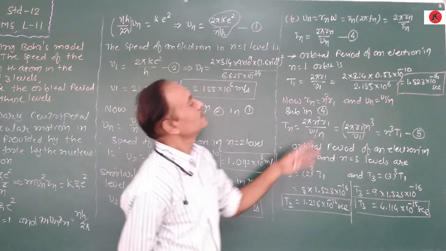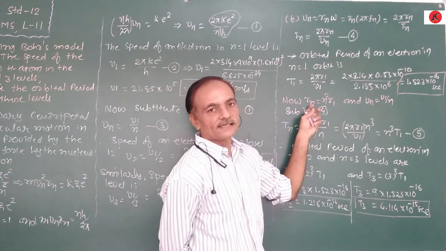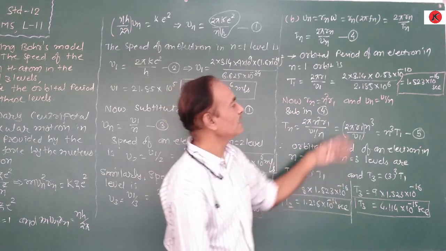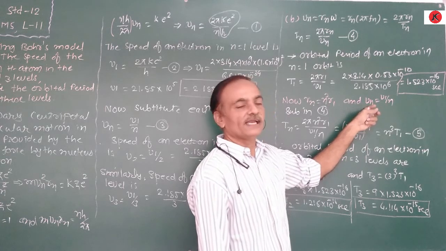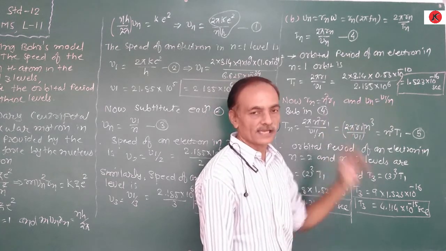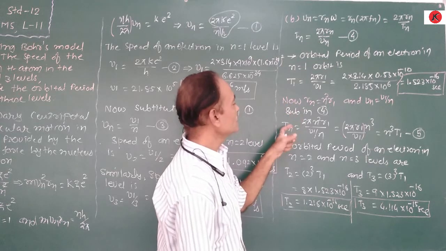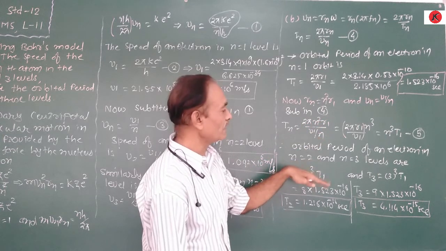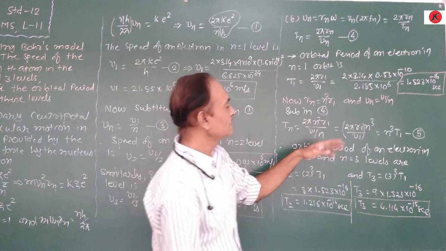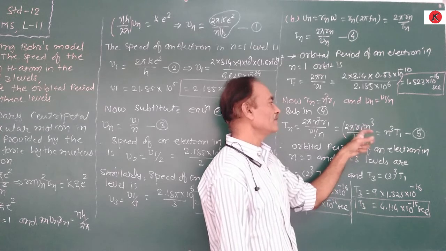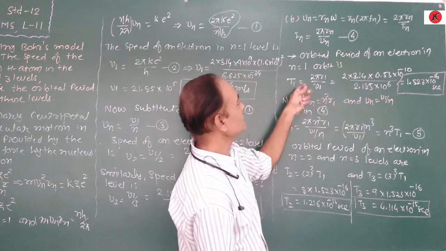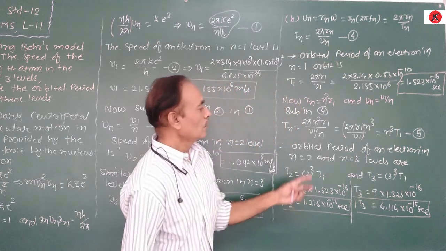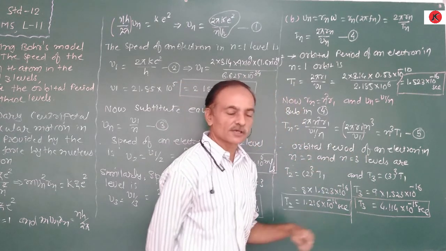Now, Rn, the radius of the nth orbit, is n square times the radius of the first orbit, and the speed of an electron in nth orbit is V1 upon n. Substitute in equation 4. Therefore, Tn is equal to 2 pi n square R1 upon V1 upon n. n is taken in the numerator. Therefore, 2 pi R1 upon V1 into n cube. But that is equal to T1. Therefore, n cube T1.